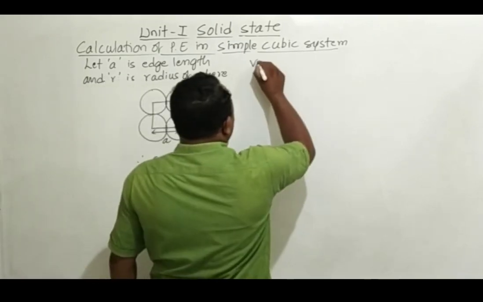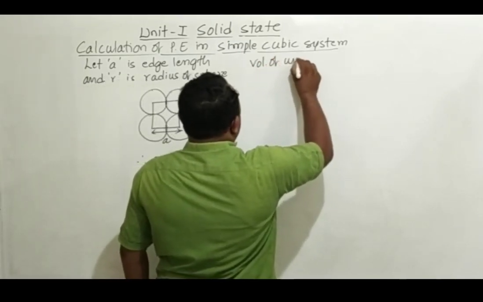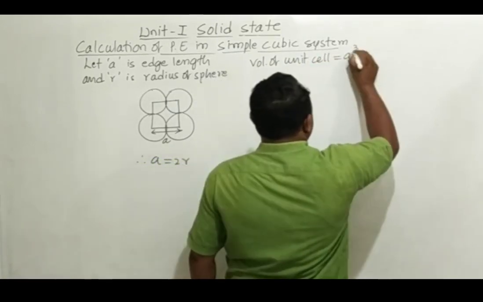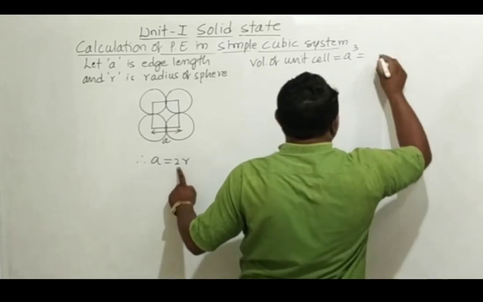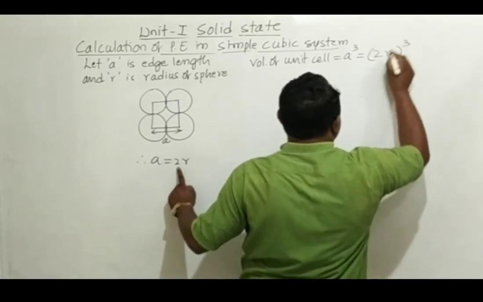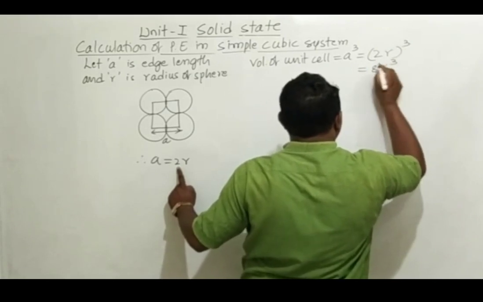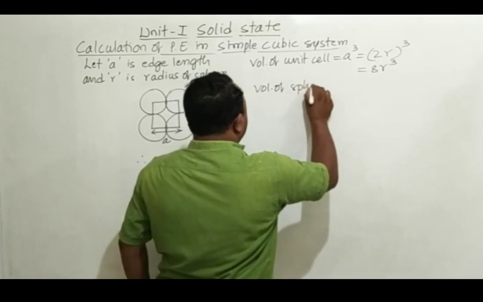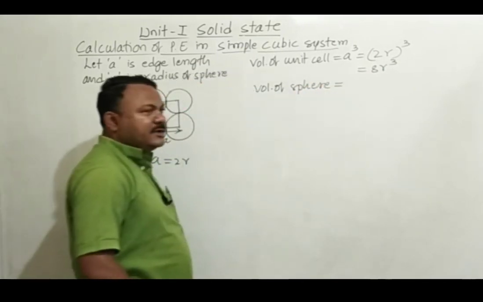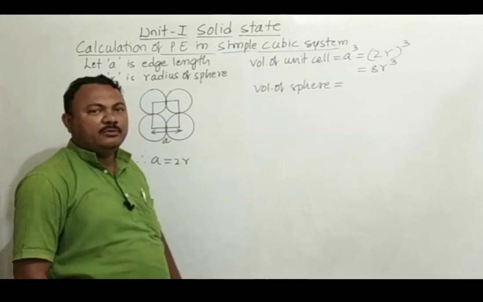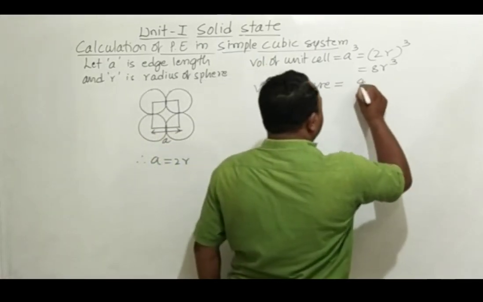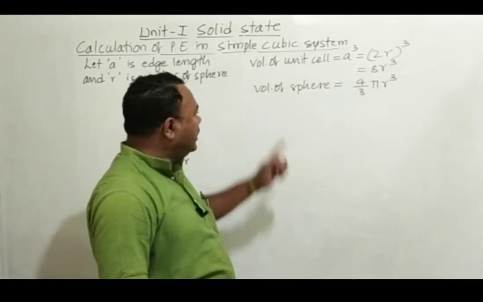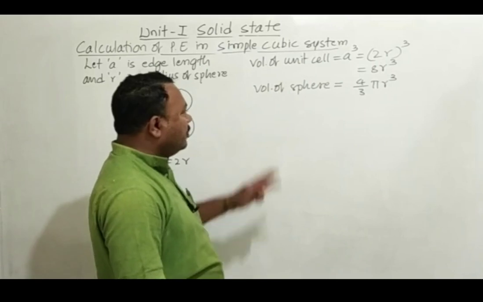Now what is the equation for volume of unit cell then? Volume of unit cell is nothing but A cube, A is 2r, so therefore 2r raised to 3, it is nothing but 8r cube. Now we take volume of one sphere. Number of atoms per unit cell in simple cubic system is 1. Therefore, we take volume of one sphere. It is 4 by 3 pi r cube. Volume of unit cell we got 8 r cube. Volume of sphere we are getting 4 by 3 pi r cube.